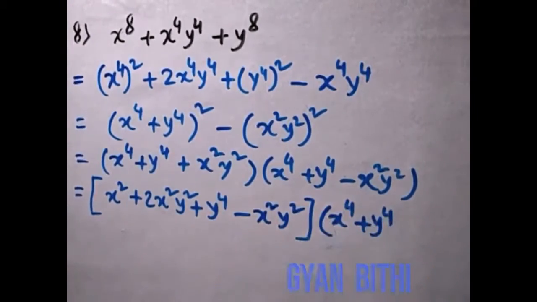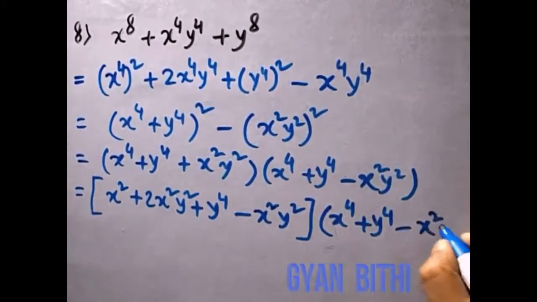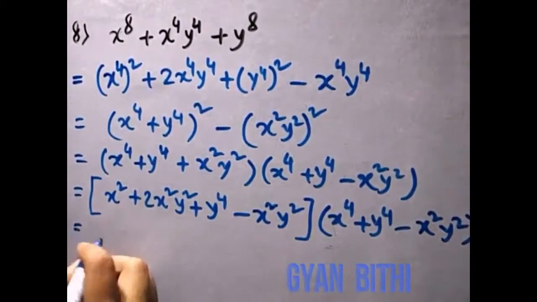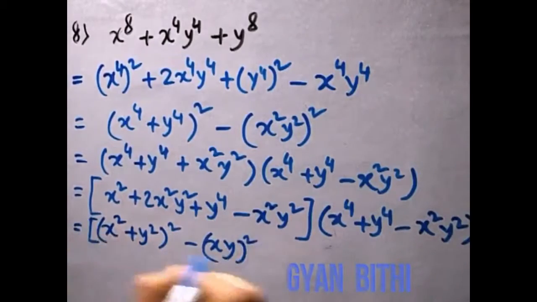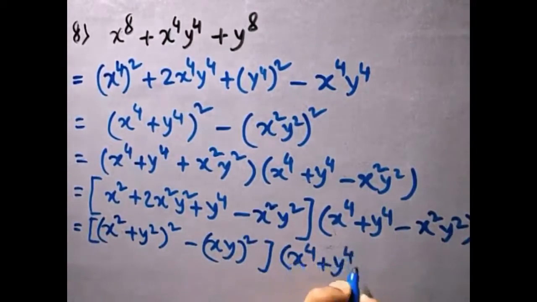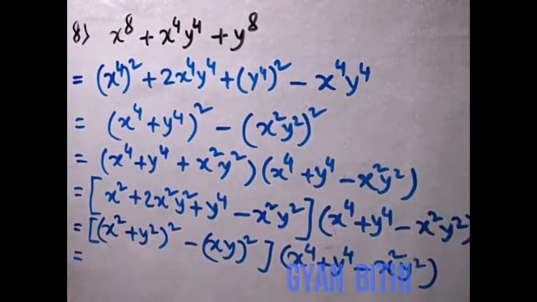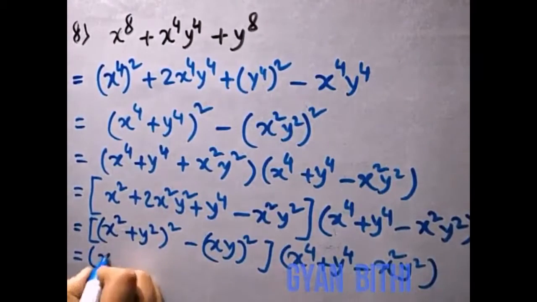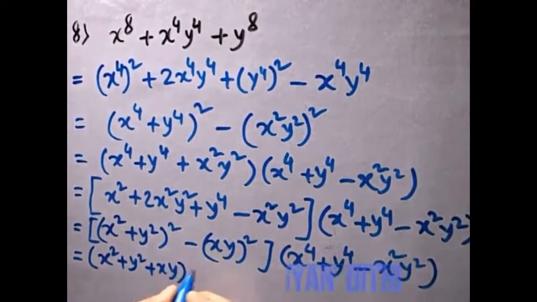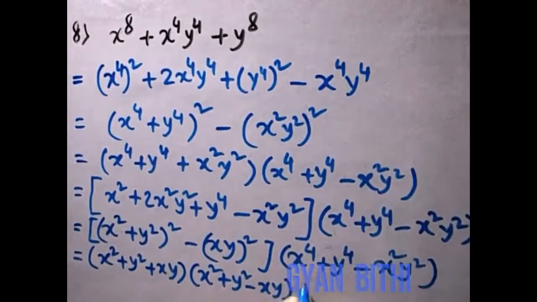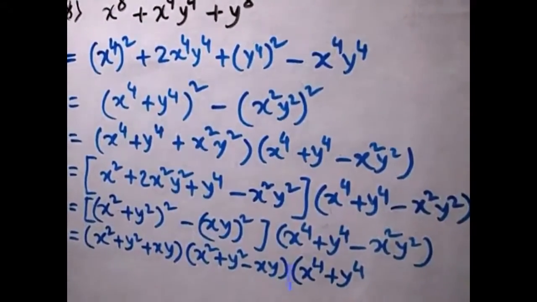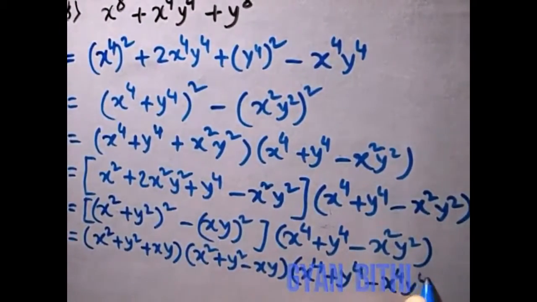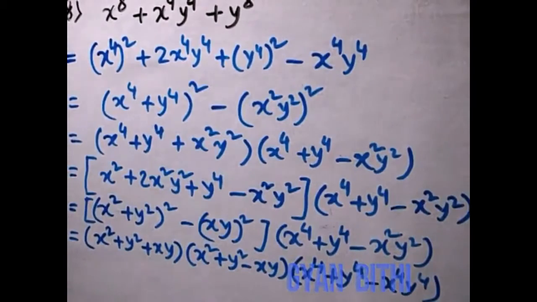x to the power 4 plus y to the power 4 minus x square y square equal to x square plus y square whole square minus xy whole square into x to the power 4 plus y to the power 4 minus x square y square equal to, two factors, a plus b into a minus b into this, that is x to the power 4 plus y to the power 4 minus x to the power 4 y to the power 4. This is the factorization of the polynomial.